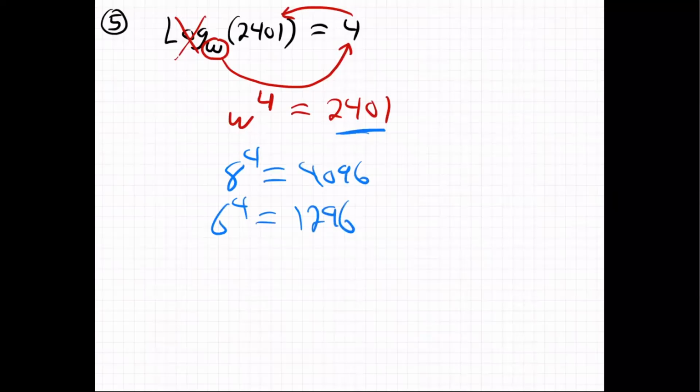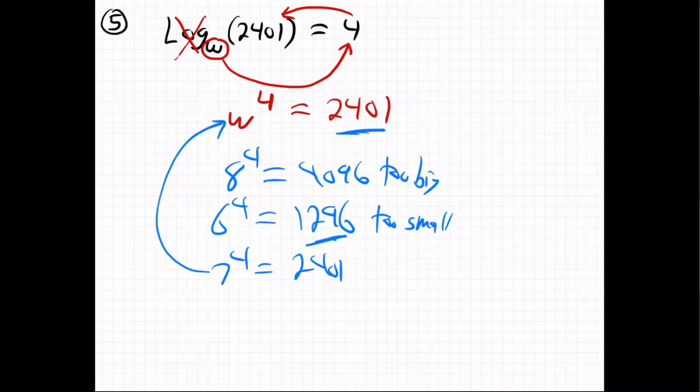Isn't it supposed to be 2401? This is coming out too small. This is coming out too big. It's probably got to be right by 2. It's probably 7 to the 4th, I imagine. Let me see. Hey, yep, there it is. 7 to the 4th. Whoops, I wrote that wrong. 2401. So yeah, the W needs to be 7. So the answer is W is 7. So you can just solve it by guessing, kind of like we did some of the other stuff.